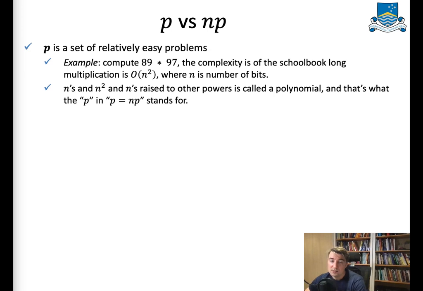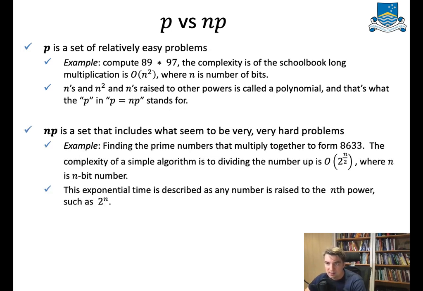P is a set of relatively easy problems. So let's say we want to compute the product of 89 and 97. The computational complexity of the schoolbook long multiplication is O(n^2). So in other words, for a number of n bit length, we will need n squared computational operations. Generally, n, n squared, and n raised to other powers is called a polynomial. And that is what the P in P versus NP stands for.